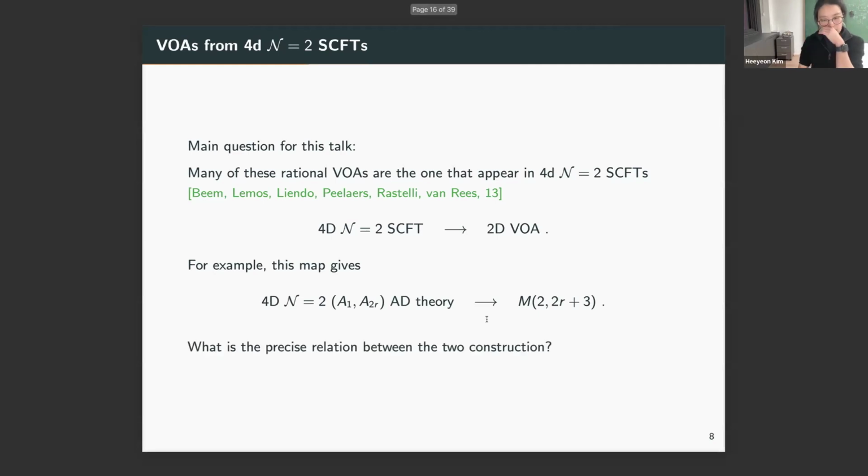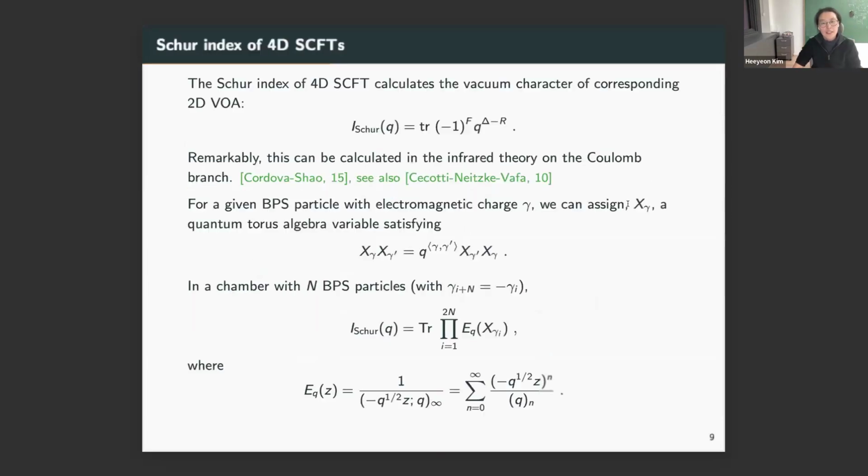So the question is, what's the precise relation between these two constructions, the one constructed from the 3D N=4 rank 0 theories and the one that appears from the 4D N=2 SCFTs? Before I discuss some underlying physics, let me briefly review some relevant previous works and point out another interesting observation about this.